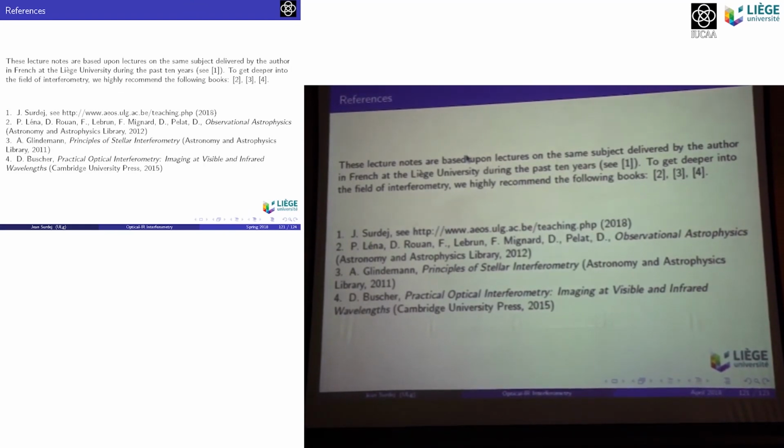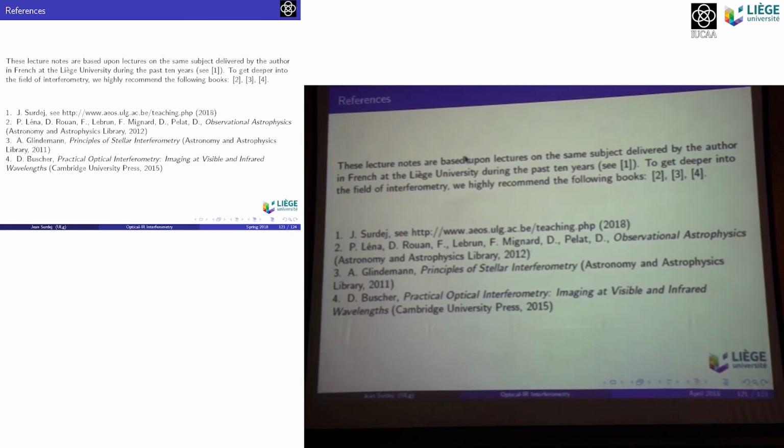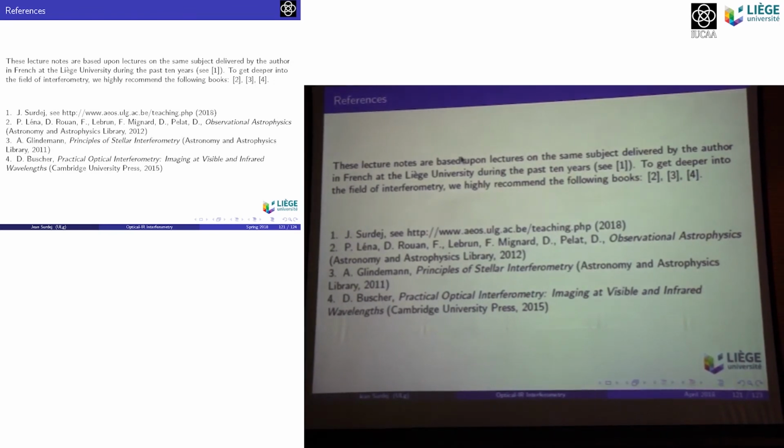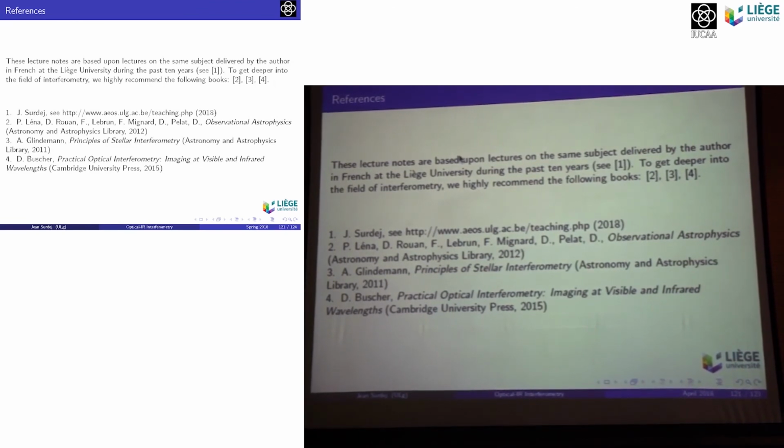But I recommend the reading of three very nice books, for those interested in instrumentation. One is by Pierre Lena and collaborators, Observational Astrophysics, and maybe you have it in your library. The second one is not so old. It's by Andreas Glindemann, an interferometrist working at ESO, so he knows about practical work. They just commissioned now the Matisse instrument at the VLTI, which is a very sensitive instrument in the infrared, in bands LMN. And then David Buscher, who is also a very practical astronomer and involved in the Magdalena Ridge interferometer. This is in Socorro. So these are good reference books.